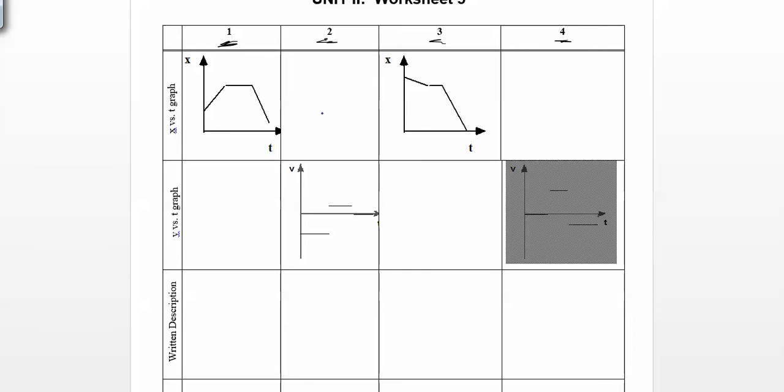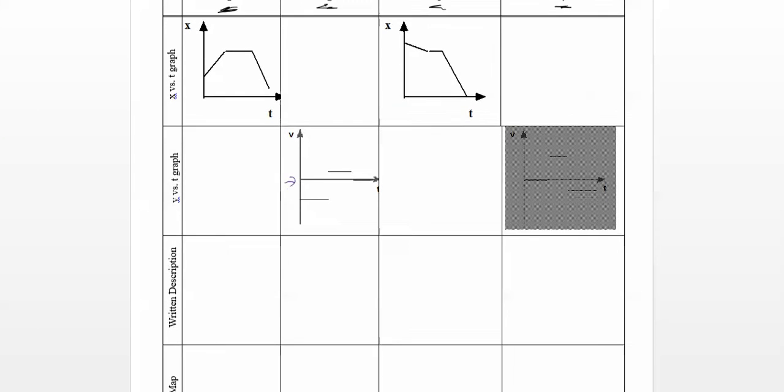Well, wait a second, what about this one? In this one, we give you a velocity versus time graph right here, and we ask you to do the position versus time graph. Over here, we give you a position versus time graph, and you have to do the velocity versus time graph. And here, we give you a velocity versus time graph, and your job is to do a position versus time graph. So that's fairly straightforward so far, but there's more.